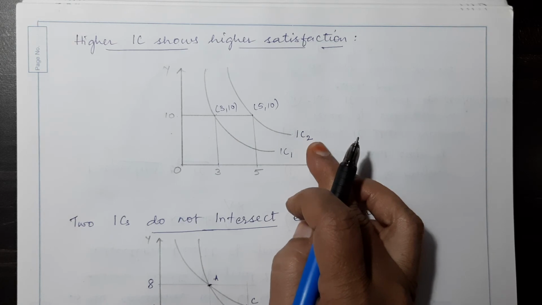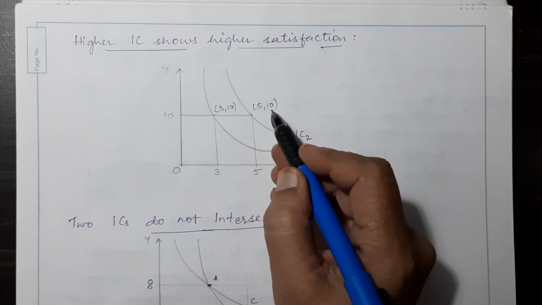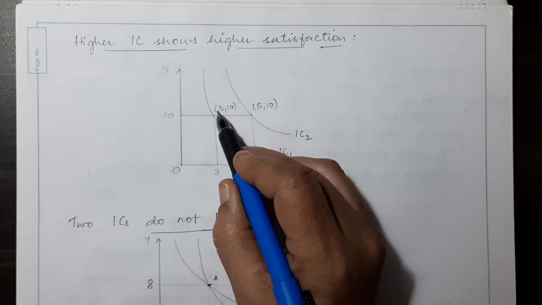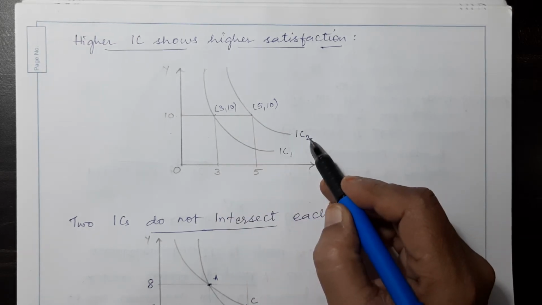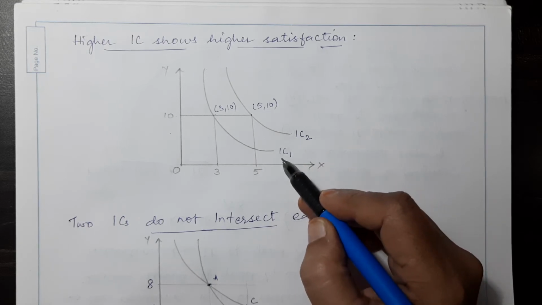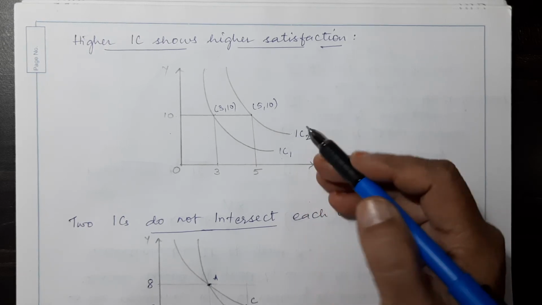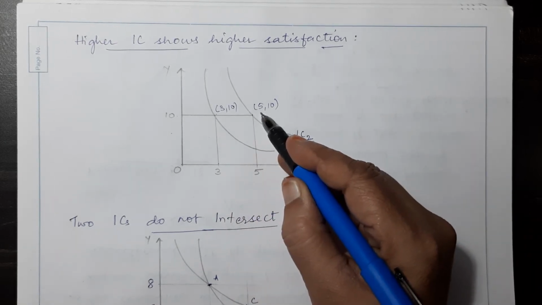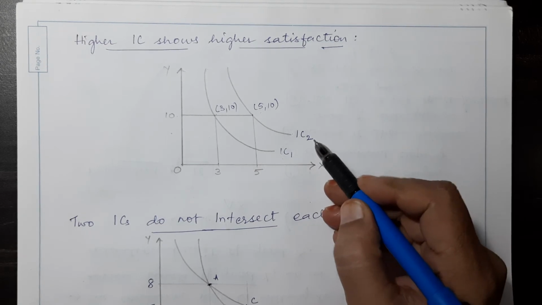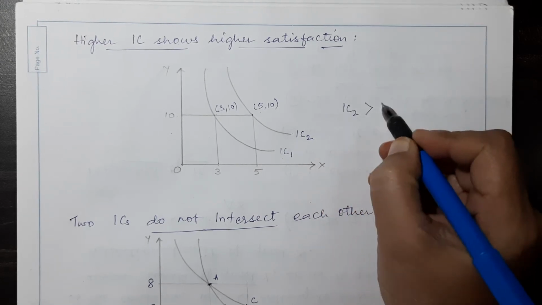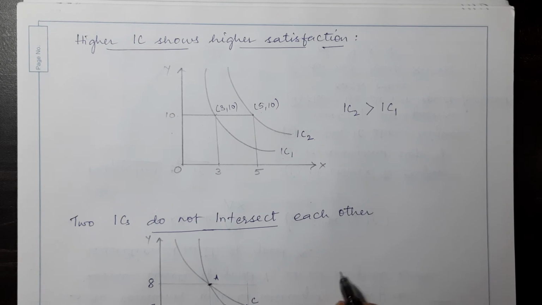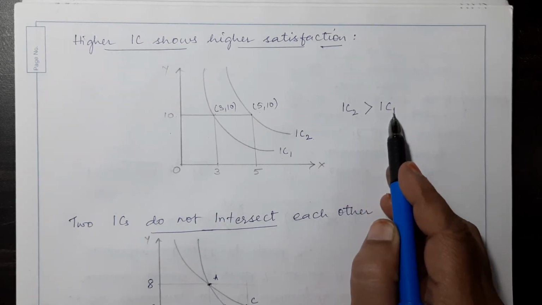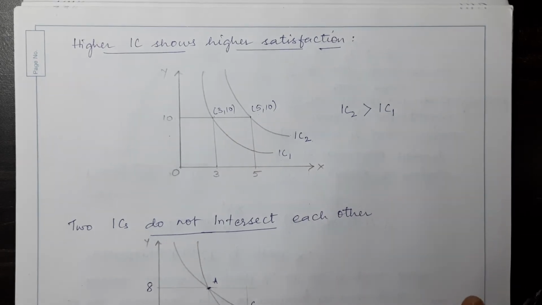So which would give more satisfaction? Obviously, the monotonic preference comes into picture, and here he is consuming 5 units, which is greater than 3. So IC2 will give him more satisfaction than IC1. So since IC2 is on the higher level, the consumer moves to a higher level of satisfaction. So indifference curve 2 will give more satisfaction than indifference curve 1. Right?